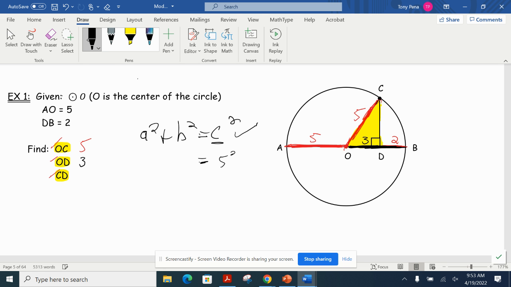Good. The 5 is opposite of that right angle, so that has to be the C. And then the 3, you can make either one of them. We'll make it A, and then we set this up. That gives us a route to figure out what our B is, that missing side.